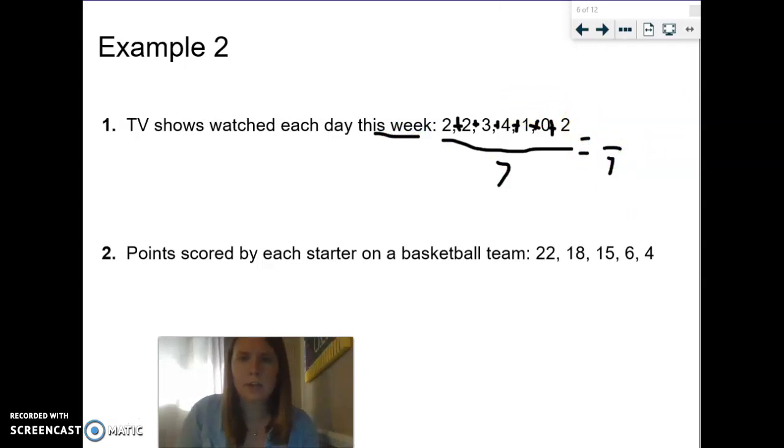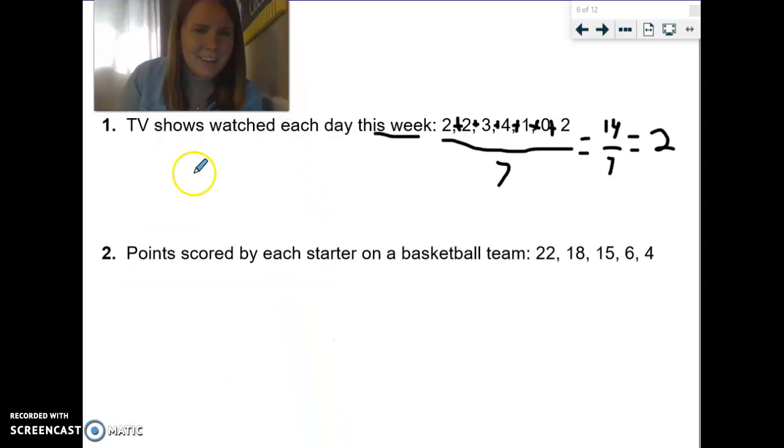So let's go ahead. 2 plus 2 is 4, plus 3 is 7, plus another 4 is 11, 12. Looks like I have 14. 14 divided by 7, that's pretty easy. That gives me an answer of 2. So on average, it looks to be that you watched about 2 episodes every single day. I bet a lot of you are watching more than that. Or TV shows. I think it's TV shows, not episodes.